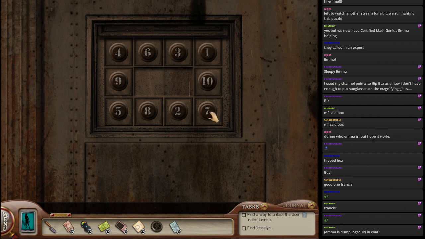Francis says, I used my channel points to flip box, and now I don't have enough to put sunglasses on the magnifying glass. Oh, box is biz. And then lots of MF said box. Oh, yes. Emily provides the clarifying information, which is that Emma is dumpling squid in chat. Yes. I guess that's helpful. I can just hear Emma kind of quietly muttering numbers to herself, and that to me is math. Wow. That is math.